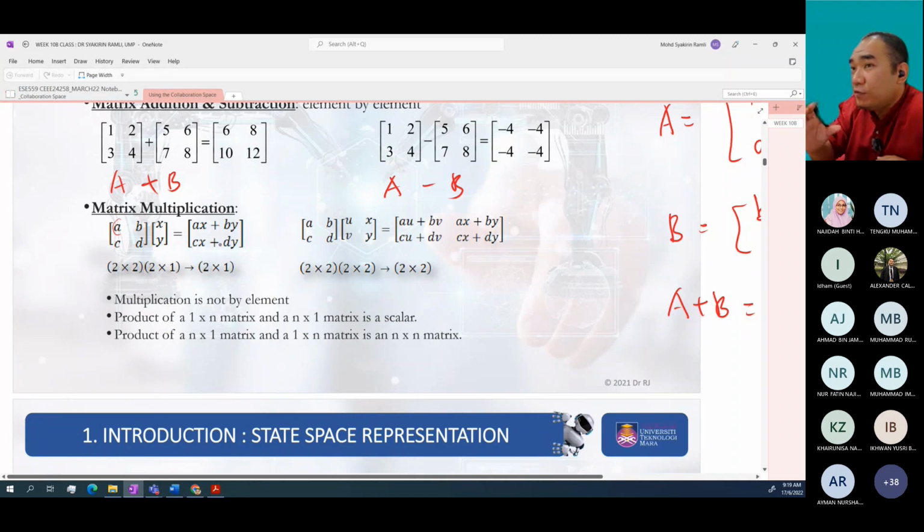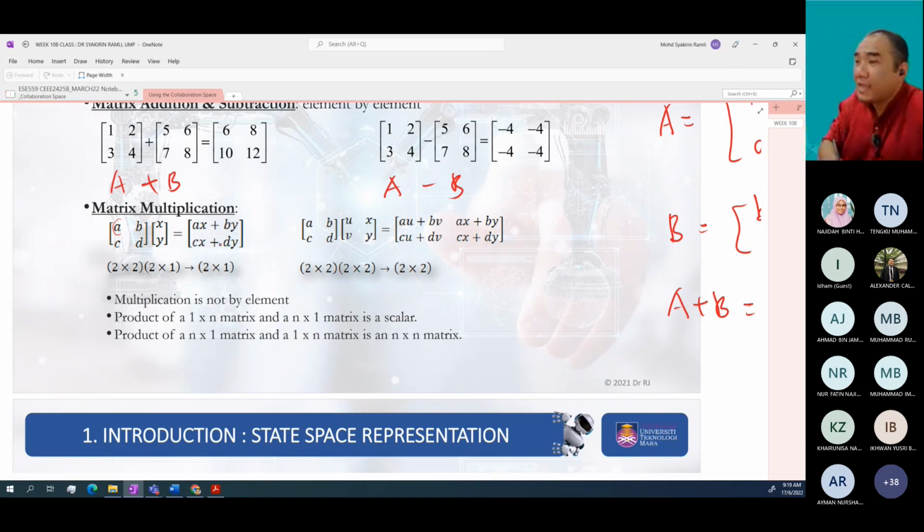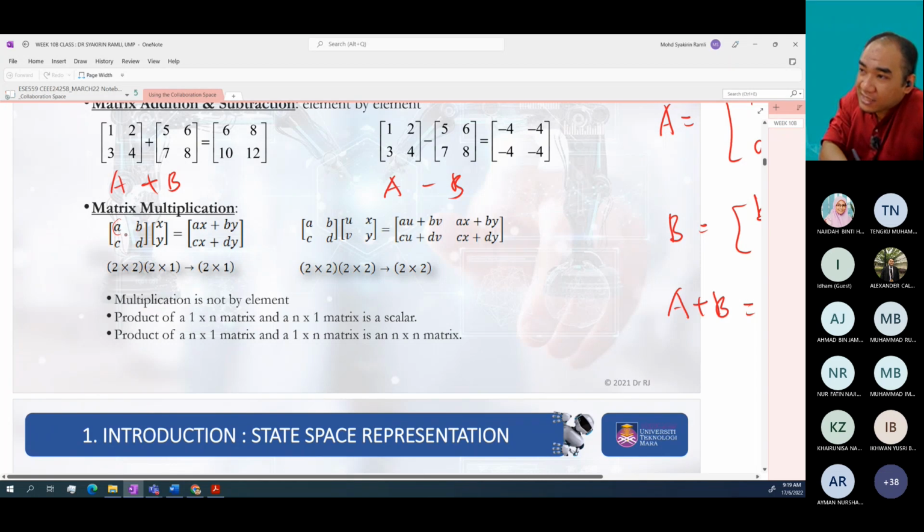Okay, so do not confuse between matrix addition, subtraction with multiplication. So multiplication you have to multiply by element juga kan, but it's gonna be AX, A multiply with X plus B multiply with Y. Right. So notice that the dimension for this particular multiplication, here we got 2 by 2, multiply with 2 by 1, and the result is going to be 2 by 1.